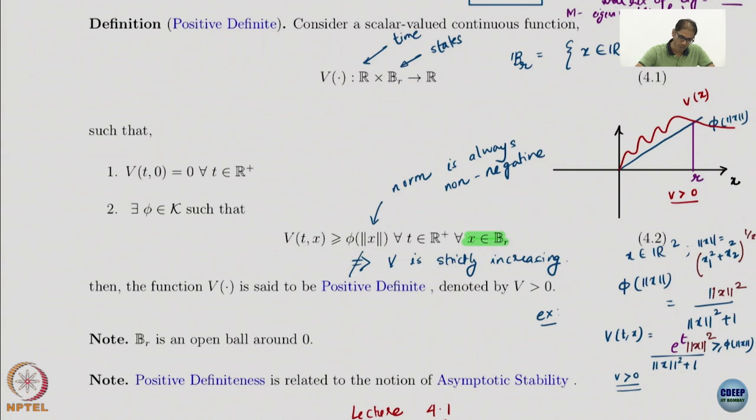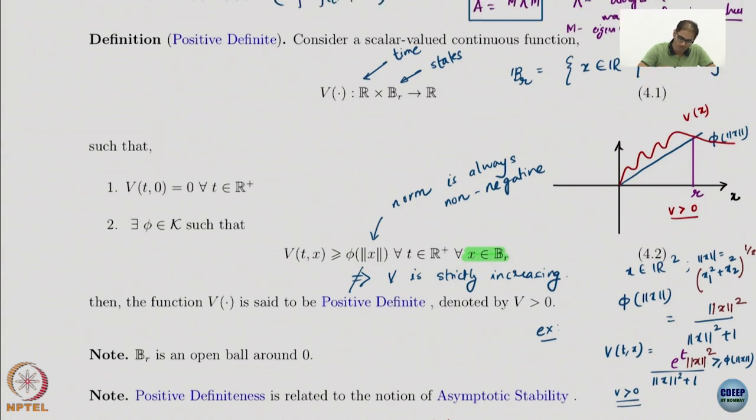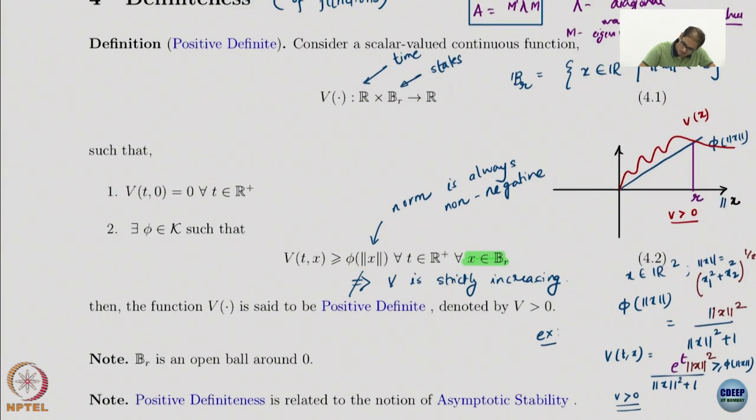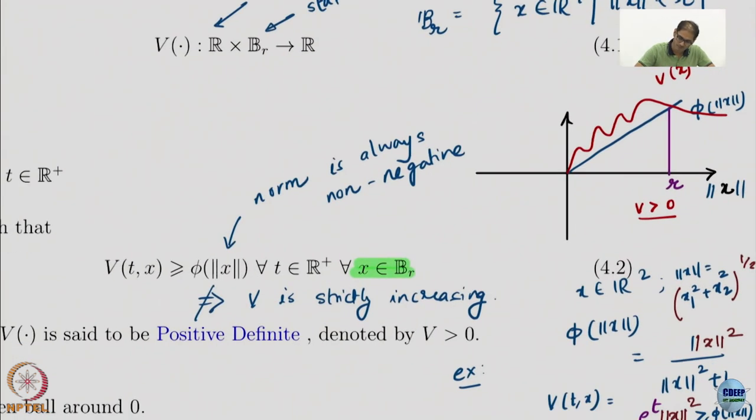Also, remember, my states were always required to be in this bounded ball. Therefore, this domination also does not need to last forever. It only needs to last until the norm of the states. In fact, this is not x, but the norm of x. This only has to last until the norm is less than r. Beyond that, it doesn't need to last.